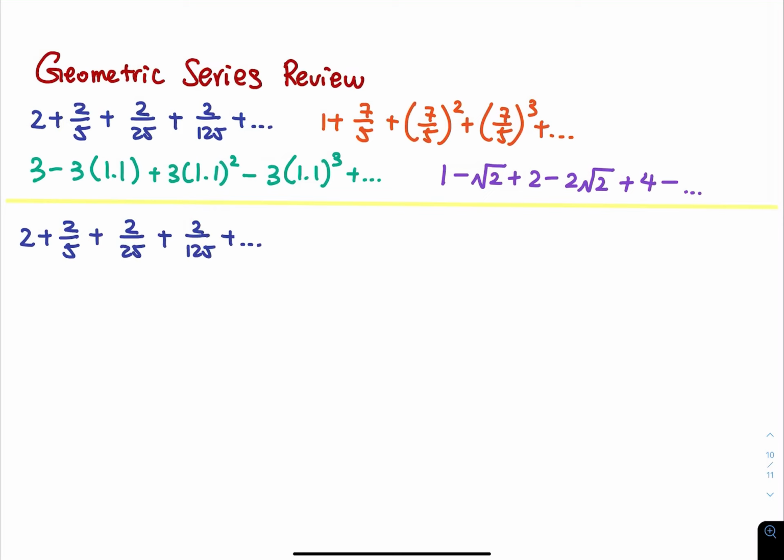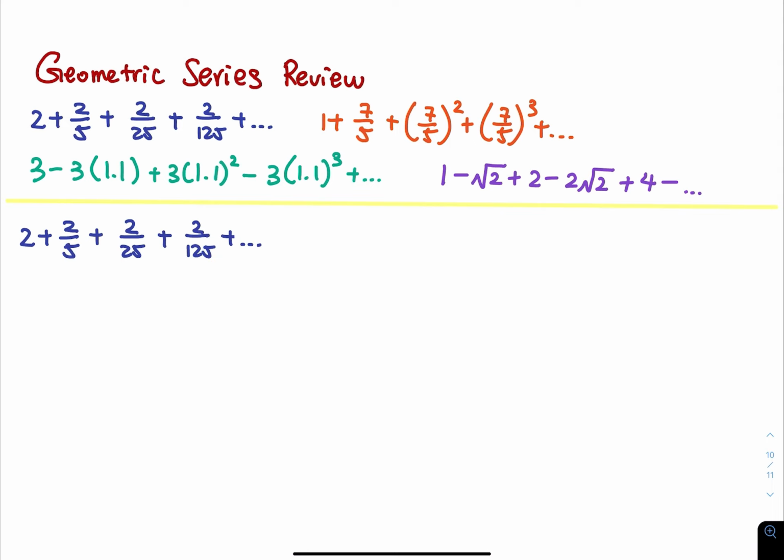I am going to use these 4 problems to review geometric series. So starting with the first problem, I have 2 plus 2 fifths plus 2 over 25 plus 2 over 125. What I'm trying to do is find the common ratio and then write the geometric series and then determine the sum.